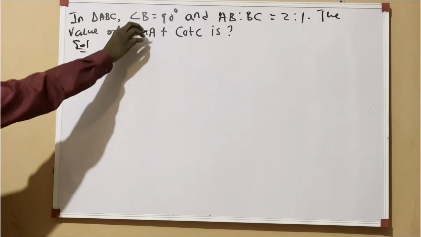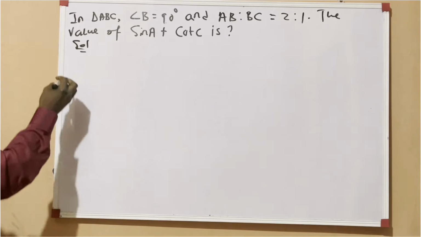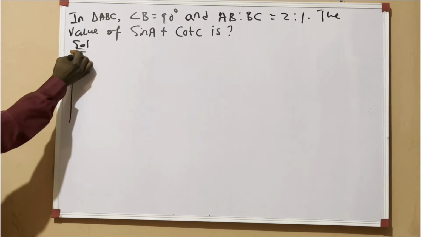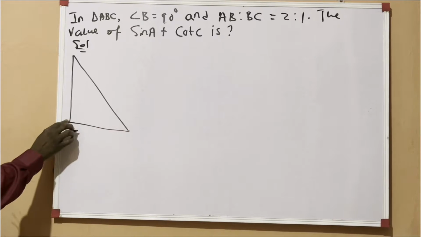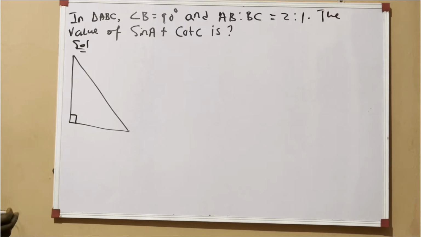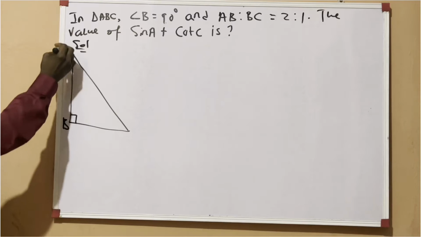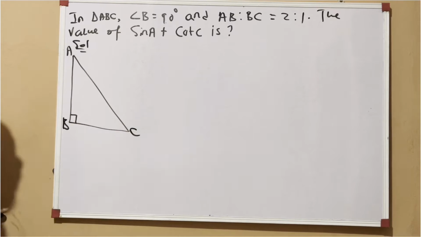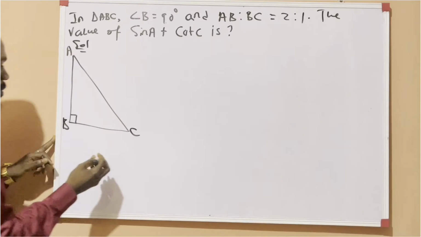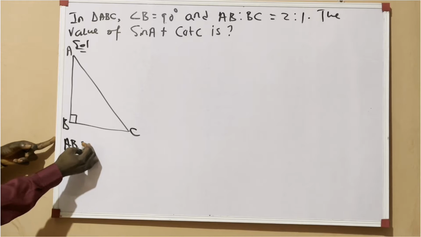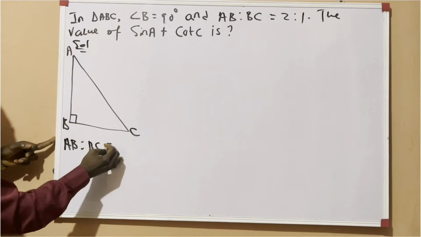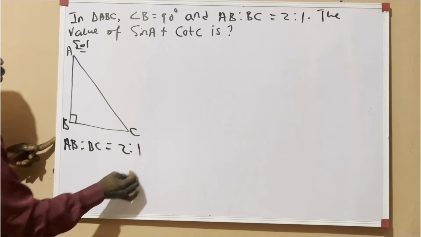Triangle ABC with angle B to be 90 degrees. So let's draw it. It means the triangle is a right angle triangle. So here we have 90 degrees, which is B. So we have A and then we have C. Now we were told that AB ratio BC is equal to 2 ratio 1.